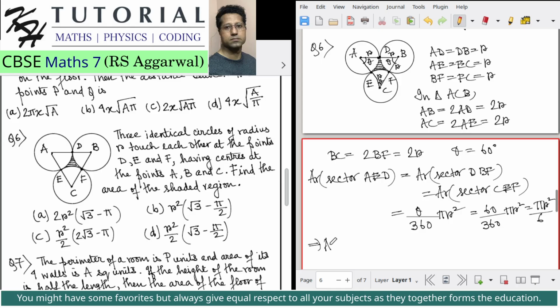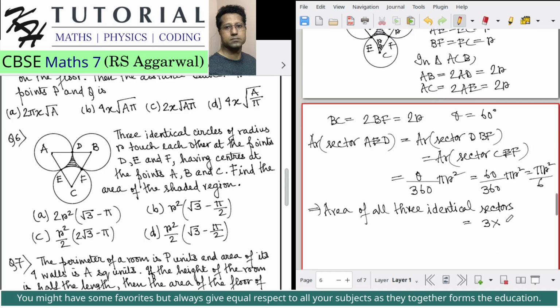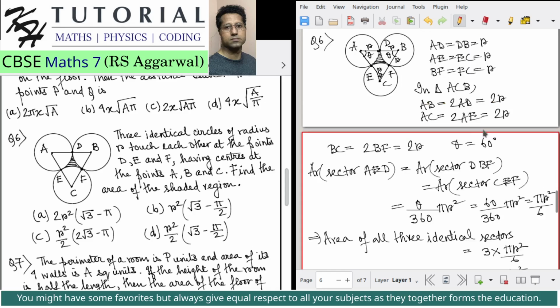So the area of all three identical sectors, identical because they all have the radius r and the same central angle of 60 degrees, will be equal to 3 multiplied by pi r squared by 6, which is equal to pi r square by 2. Okay. Now, what will be the area of the shaded region?